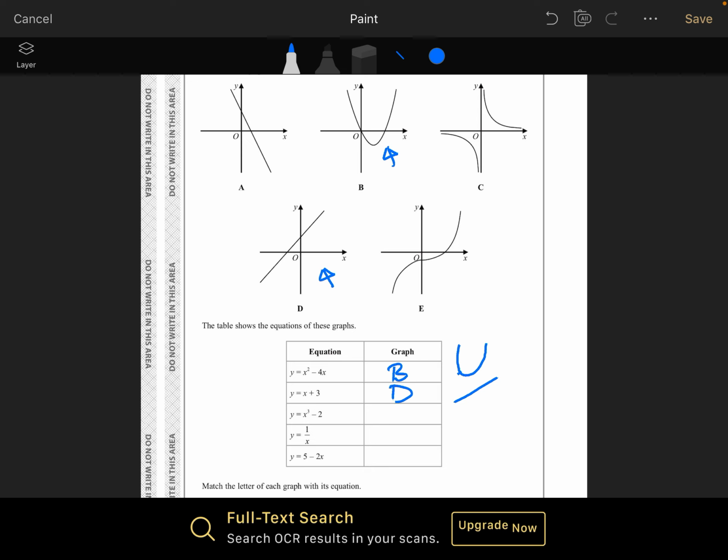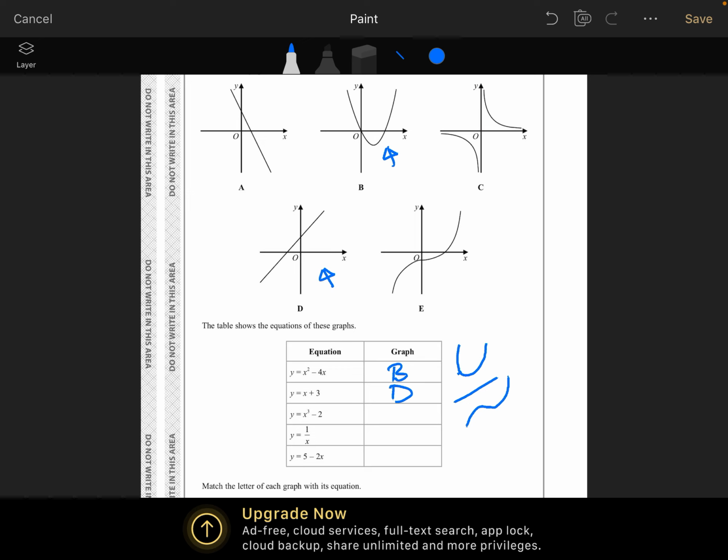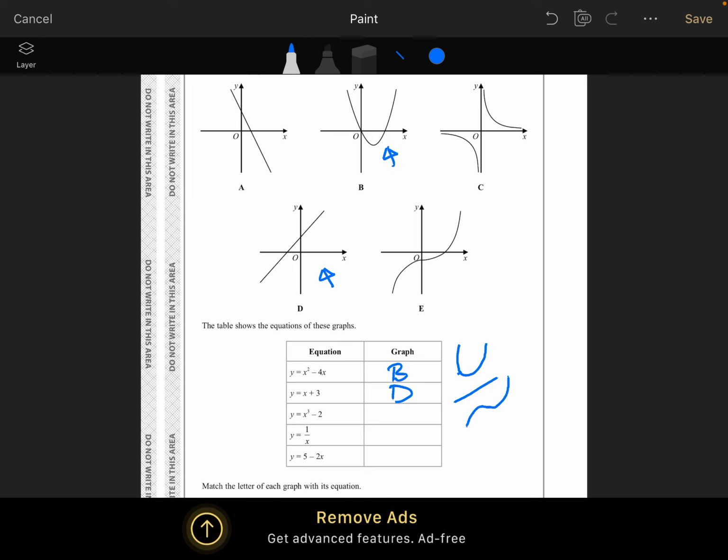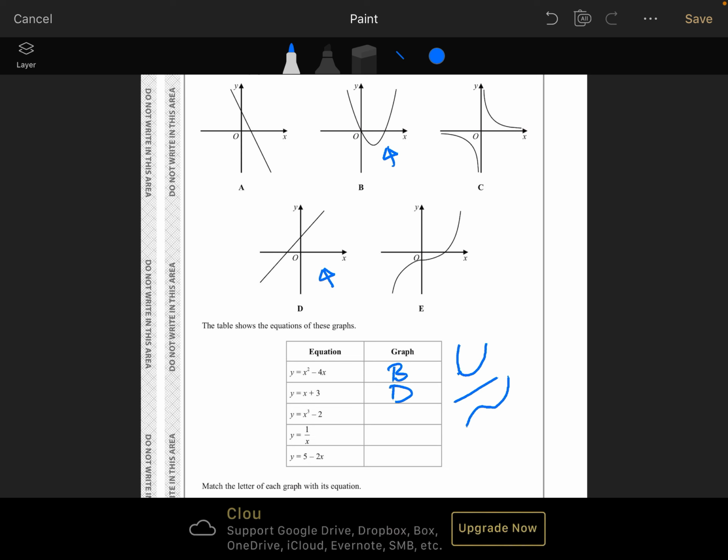Y equals x cubed minus 2. X cubed will look like that. So I'm looking for a graph that looks like that. All that's happened with the minus 2 is it shifted the graph down 2 places. So the only one that looks a bit like a curvy S or a backwards S is this one here. So that one must be E.